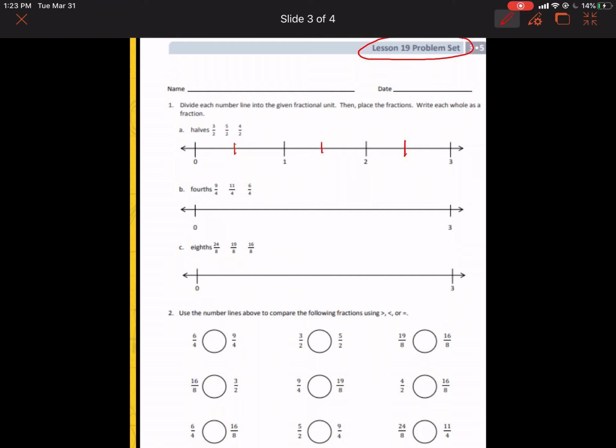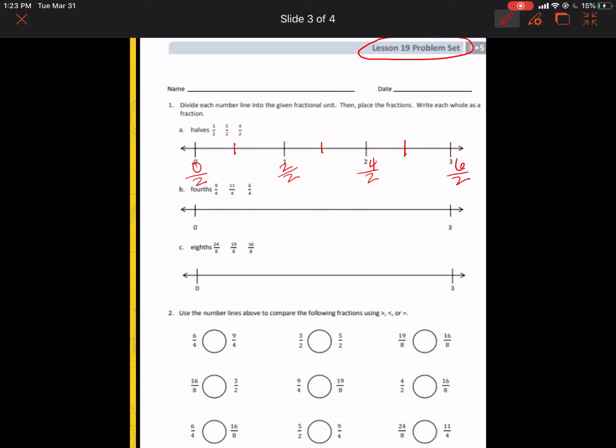So let's see. At 0, I have 0 halves. And at 1, I have 2 halves. At 2, I have 4 halves. And at 3, I have 6 halves. Right? Because there are 2 in each whole.